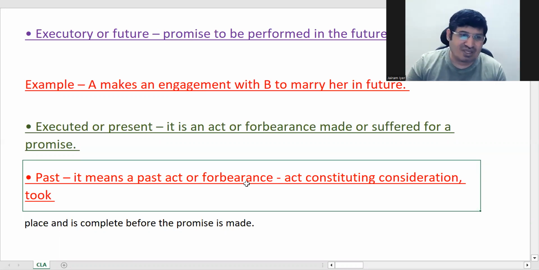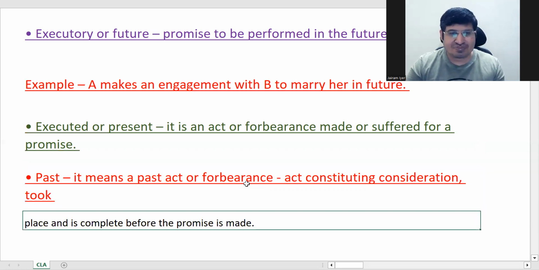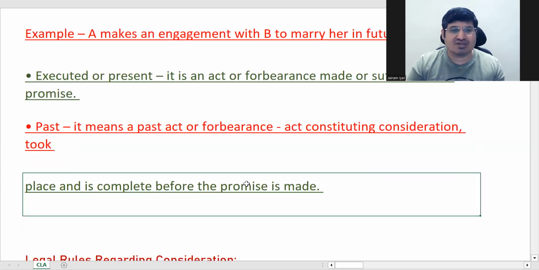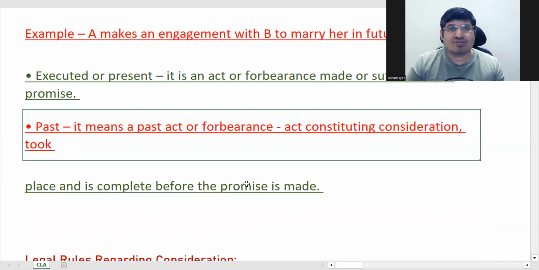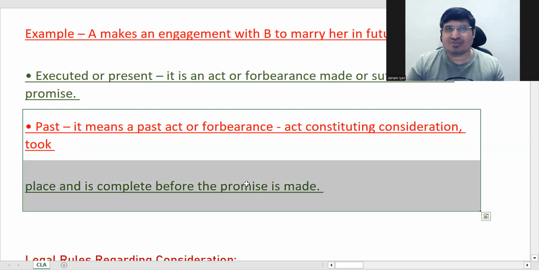So past means which is done in the past. One party has done it and he has not yet received the payment. He has done it and the promise came after that, after doing it, they have entered into a contract. So this becomes past.